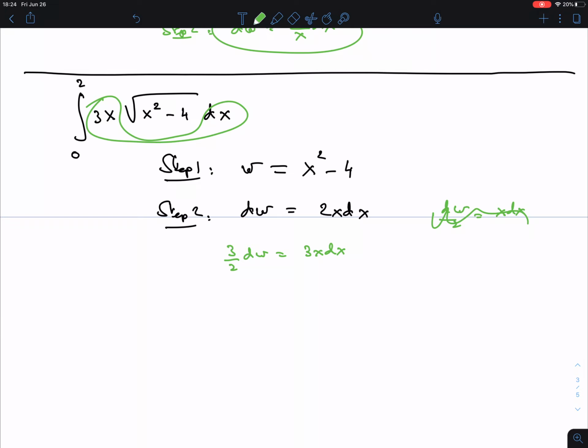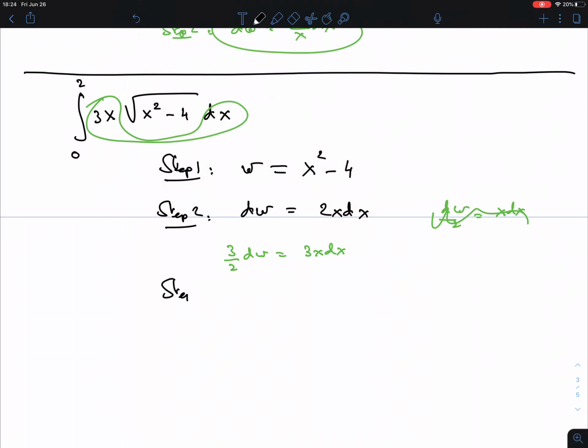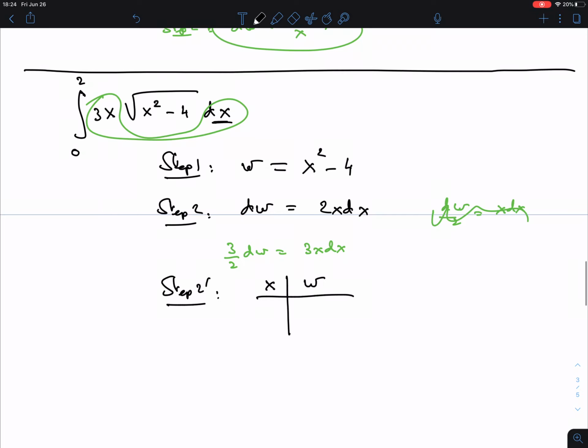But there's now a step 3 here, or step 2 prime: what does this mean here, this 0 and 2? This means x goes from 0 to 2, right? That's the dx variable. But if I change my variable to w, then these endpoints will change, right? If x is 0, what is w then? Well, how do you find it out? Here's the function, right? Plug this in here. If x is 0, then you see that w is negative 4.